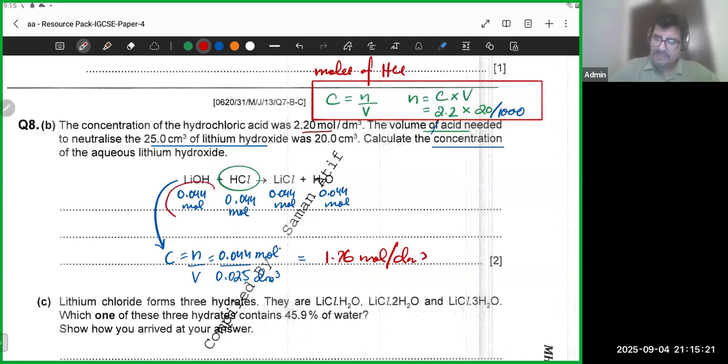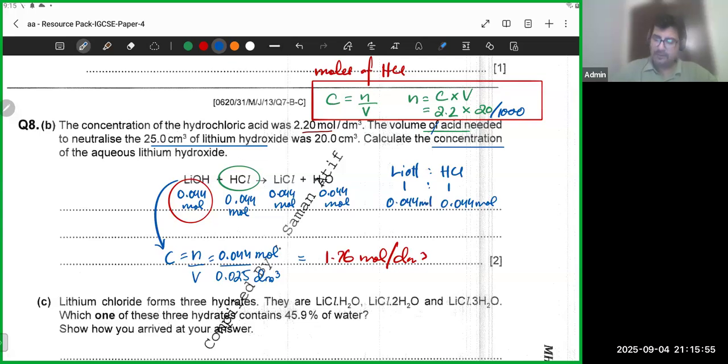Then I just did ratios. What you could do is show the same working like this. That would be sufficient as well. But you can also show a small part that LiOH and HCl have the same ratio, right? It's 1:1. So you can tell them that since HCl has 0.044 moles, LiOH is also going to have exactly the same moles, right?